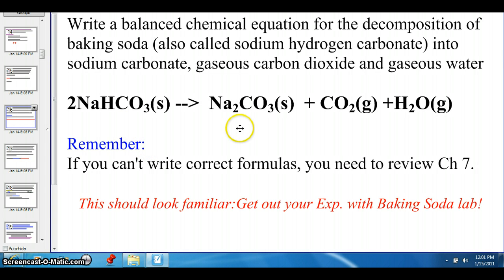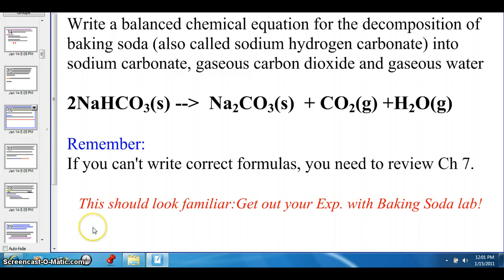Okay, how did you do? Did you write the balanced equation? Did you notice that I put a coefficient of 2 in front of the sodium hydrogen carbonate, also known as baking soda? I have a subscript of 2 here for sodium carbonate because carbonate is -2 and sodium is +1. So we're using correct formula writing skills as well as balancing equations.